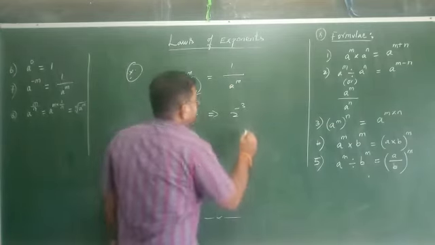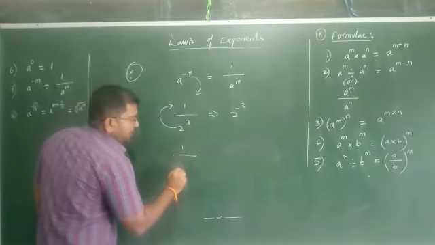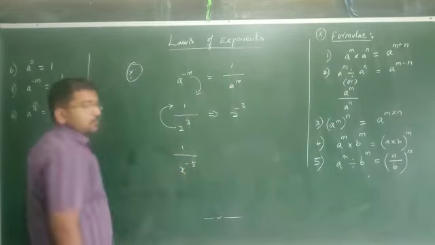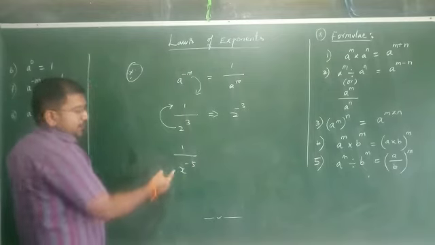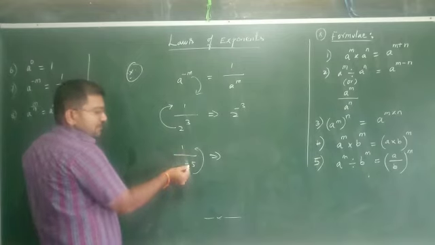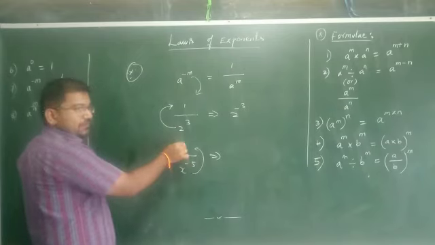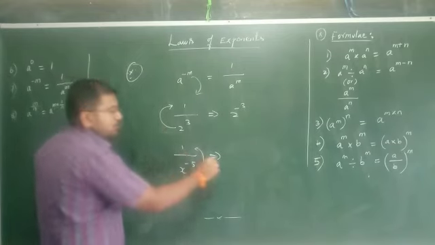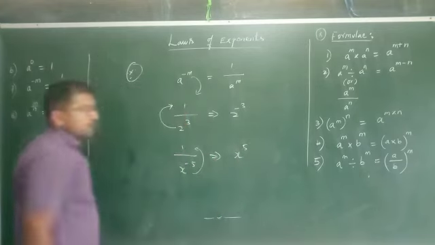Suppose in the denominator we are having 1 by x power minus 5. I want to take the x power minus 5 to the numerator, then the minus 5 will become plus 5. Negative will become positive. So x power 5. Understood?